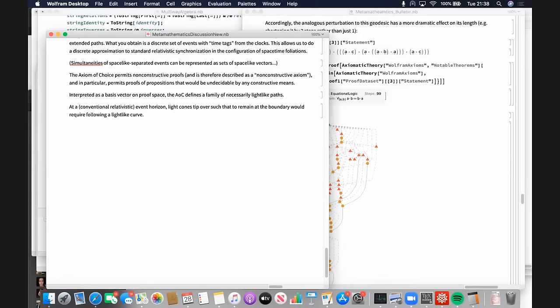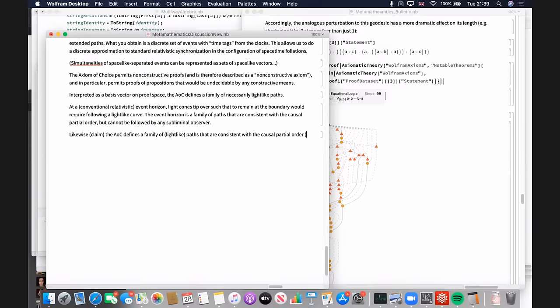Right. So the point is that the event horizon is a family of paths that are consistent with the causal partial order, but cannot be followed by any subluminal observer. Likewise, I claim the axiom of choice defines a family of light-like paths that are consistent with the causal partial order, e.g. defined by ZFC or by ZF, but cannot be followed by any constructive model, corresponding to a computationally bounded observer or a computationally bounded mathematician.